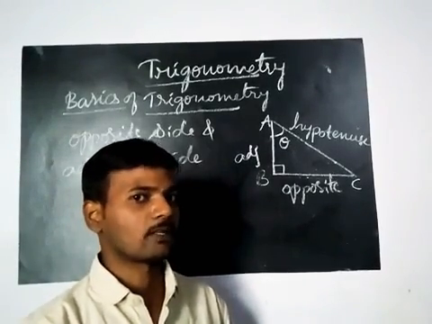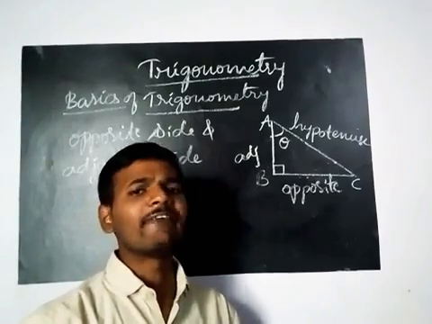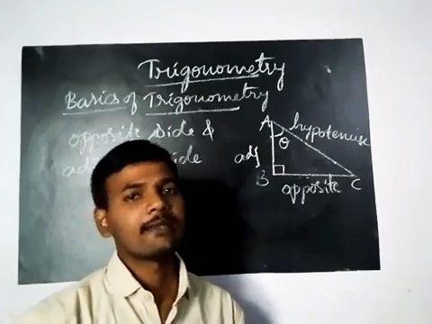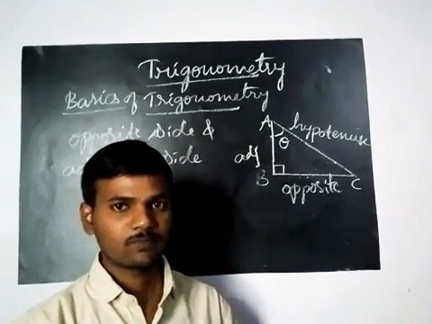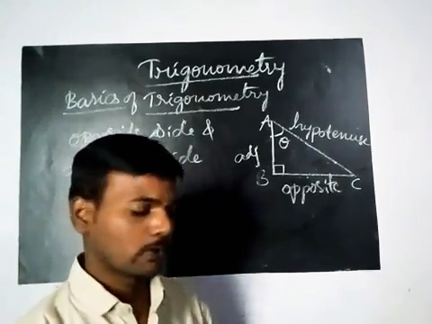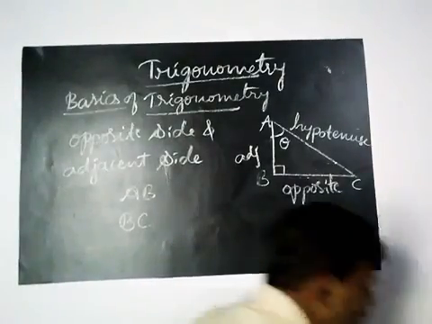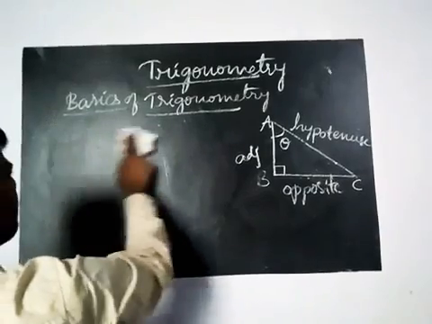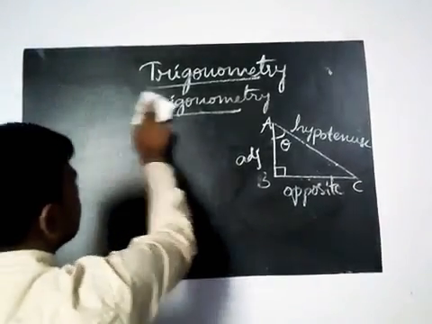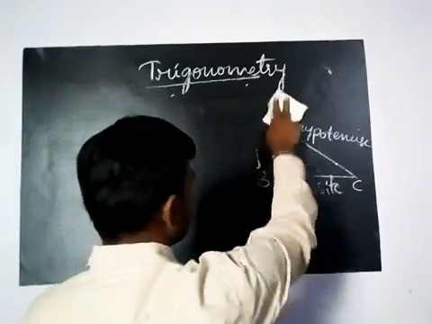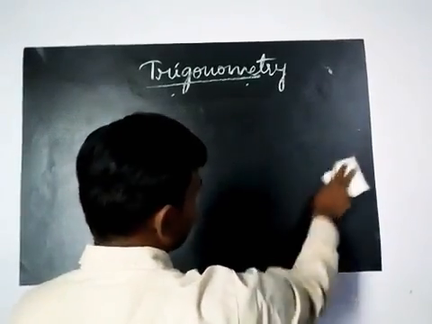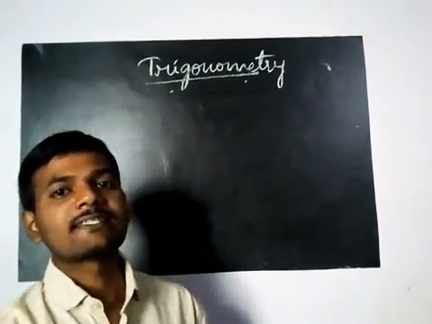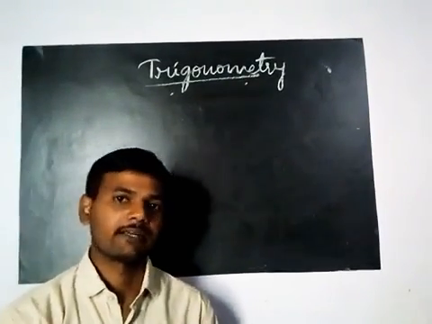Remember the point: as related to the angle theta, we name the sides of the right triangle as opposite side and adjacent side. Have we got it? Okay. Next, we are going to discuss the trigonometric ratios.